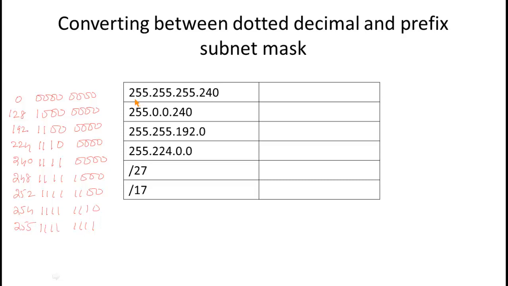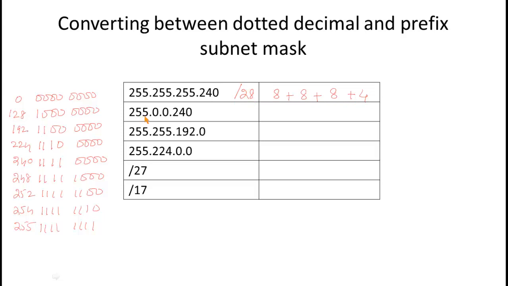255 means 8 binary ones. Next 255 means 8 binary ones and next 255 means 8 binary ones and 240 means 4 binary ones over here. So 8 plus 8 plus 8, 24, and 4 more. So slash 28 will be its prefix.